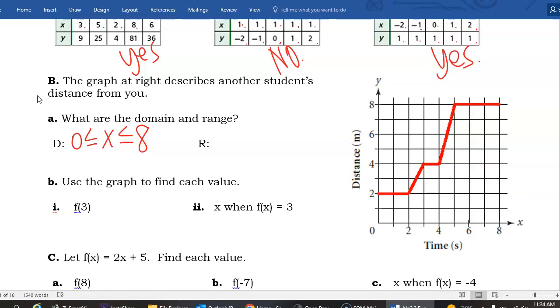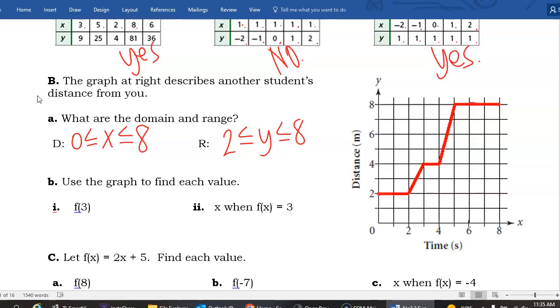Now the range, it's not 0 to 8. It looks kind of like 0 to 8, but because our graph doesn't go below 2 and our graph doesn't go above 8, it's actually going to be 2 to 8. So our lowest possible output value is 2 meters. Our highest possible output value is 8 meters. And this is a continuous function, so we have everything in the middle.